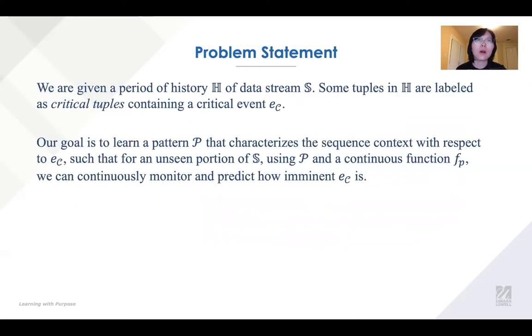To formalize the problem we are solving, here is the problem statement. We are given a period of history of a data stream. Some topes are labeled as critical topes, containing a critical event. Our goal is to learn a pattern that characterizes the sequence context with respect to the critical event, such that for an unseen portion of a data stream, using the pattern and a continuous function, we can continuously monitor and predict how imminent the critical event is.